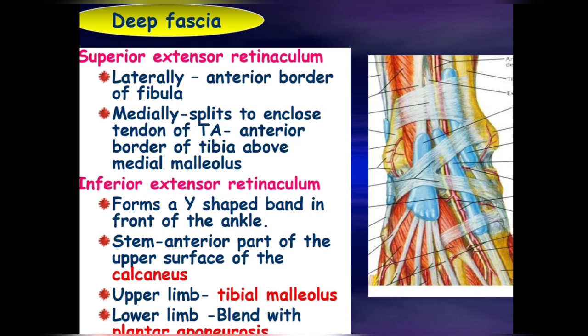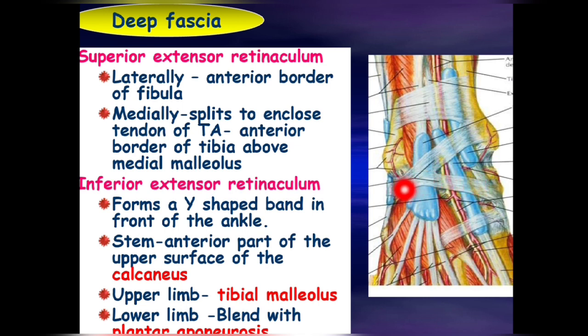Superior extensor retinaculum is bounded laterally by the anterior border of fibula. In this diagram we can see this is the superior extensor retinaculum bounded laterally by anterior border of fibula and medially split to enclose the tendon of tibialis anterior, anterior border of tibia above medial malleolus. And this is the inferior extensor retinaculum, which forms a Y-shaped band in front of ankle.